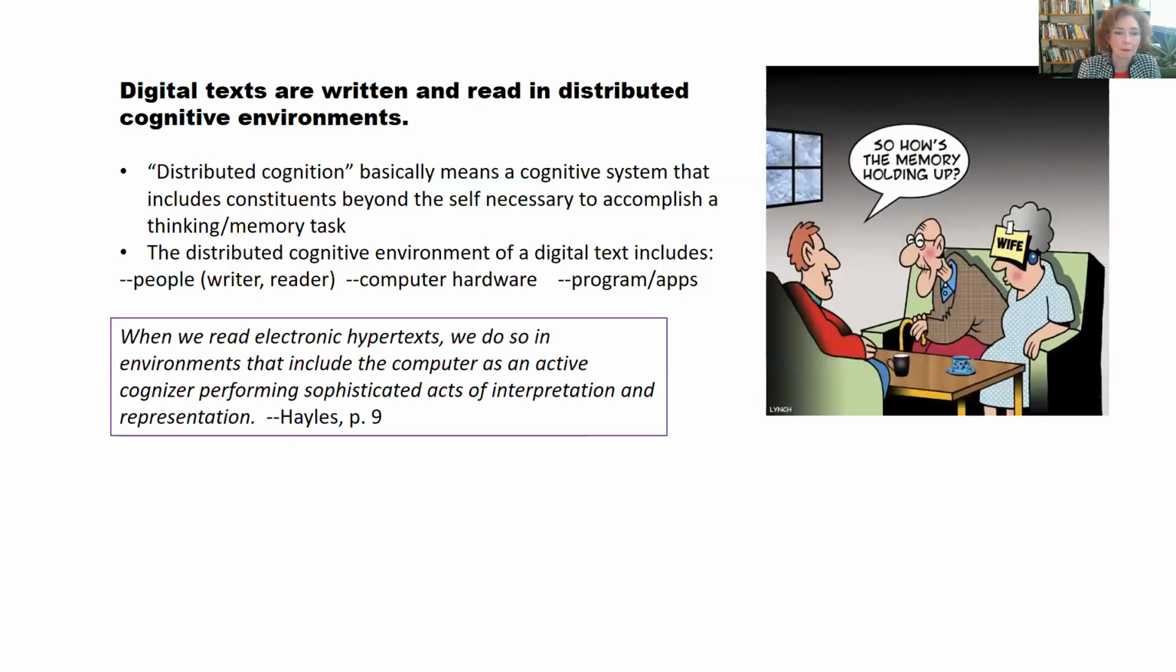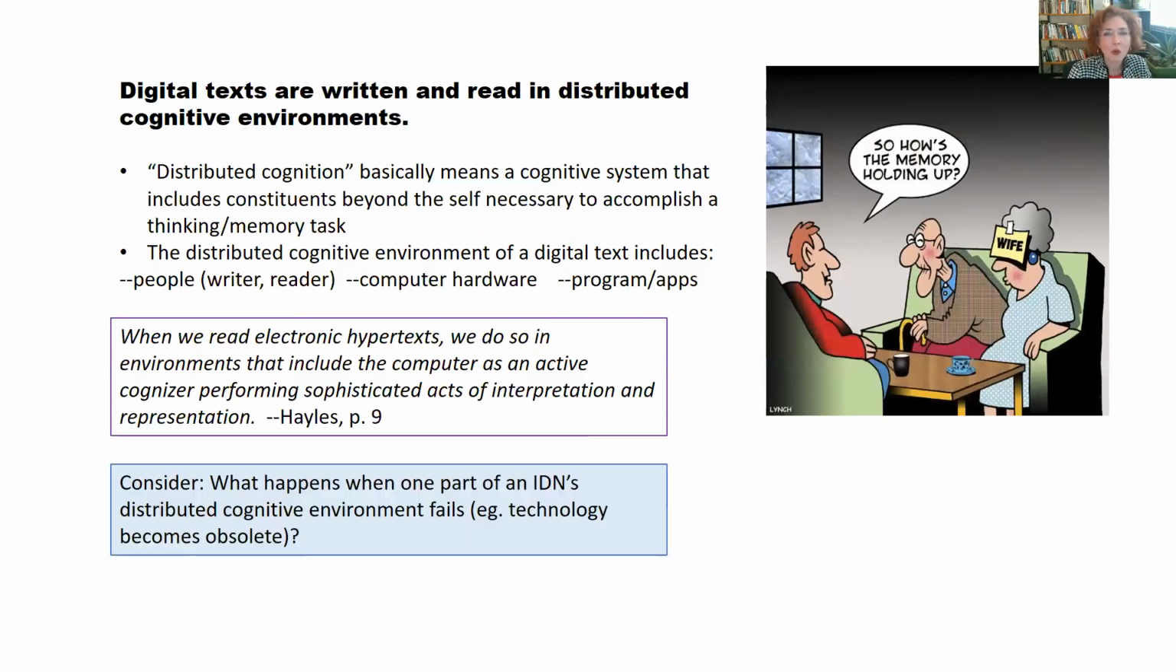So here we have what Hayles says: when we read electronic hypertext, we do so in environments that include the computer as an active cognizer, performing sophisticated acts of interpretation and representation. So you're not by yourself anymore. In fact, in Bouchardon's Loss of Grasp, at one point the text takes over your computer's camera and takes a picture of you as you're sitting at the screen, and that picture of you becomes part of the narrative. So that's a great example of how we have this much more distributed or complex system.